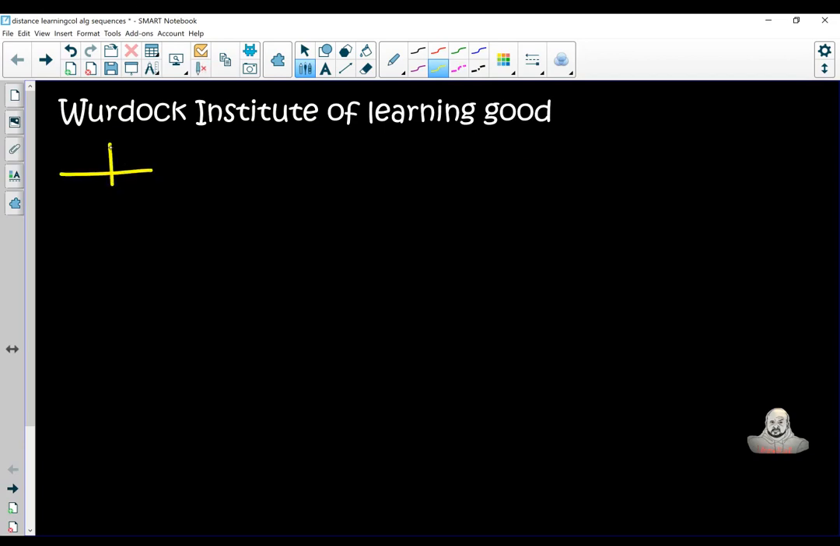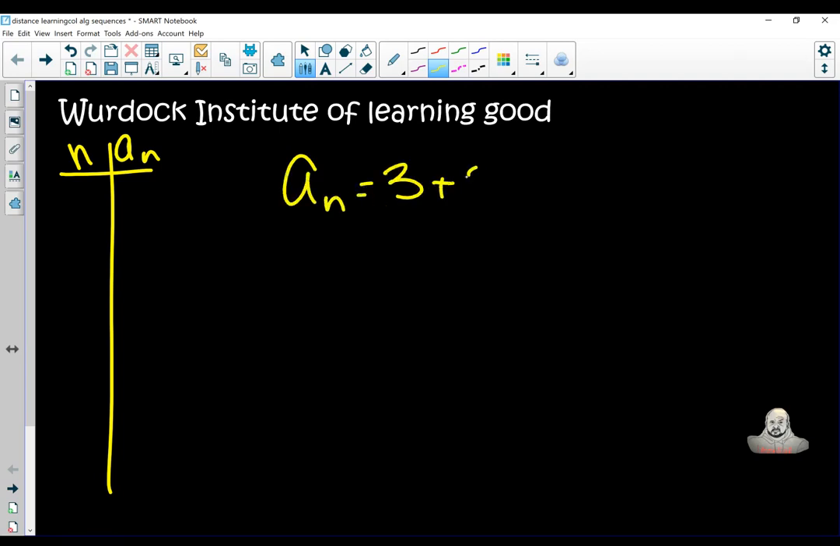If they give you an algebraic formula, they might say that the sequence is 3 plus 2n. To figure out the first term, I'll put a 1 in there for n and a 1 in here for this n and do a little math. That's 3 plus 2 times 1 is 5. The first term is 5.